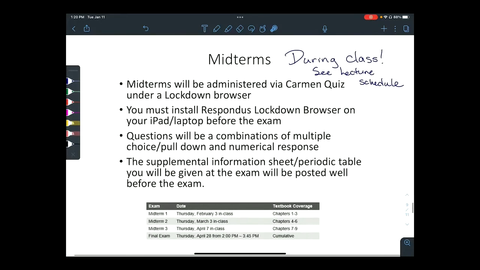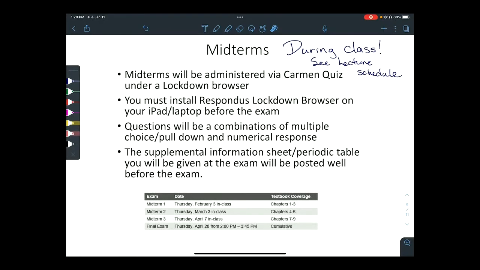All right, midterms. So we have 3 midterm exams. In the syllabus, you can see the dates for these midterms. In general, at least for the midterms, they will be during class on a Thursday. How I like to set it up, we will cover 3 chapters per midterm. So once we finish chapter 3, we will have midterm 1. The final will be cumulative.